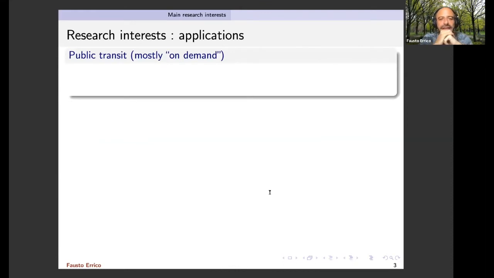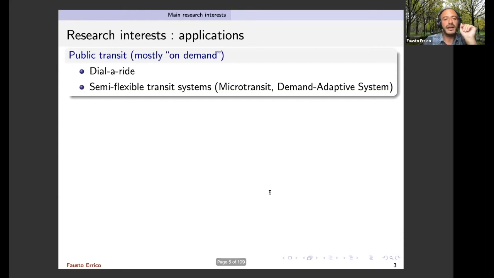survol of my research. So if we think about applications, I started doing research on public transit, and mostly on-demand systems, such as everyone probably knows the GERAD system, and semi-flexible transit systems. These systems have several names right now: microtransit, demand-adaptive systems, etc. And on this, I'm going to describe a little more later, so I'm not saying too much right now.